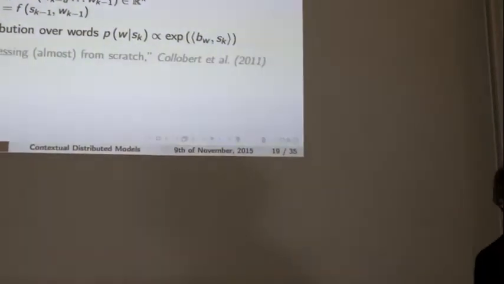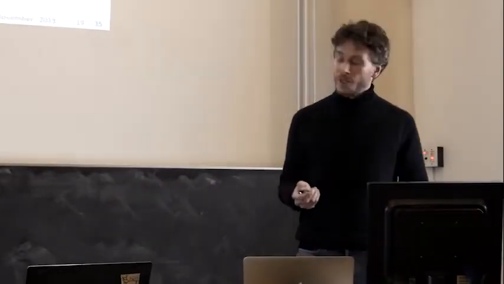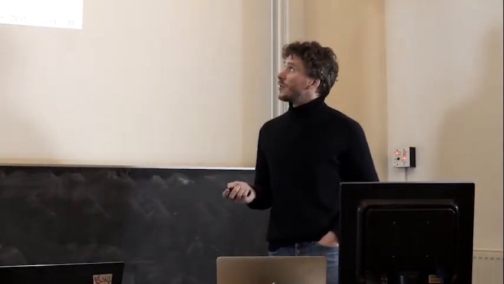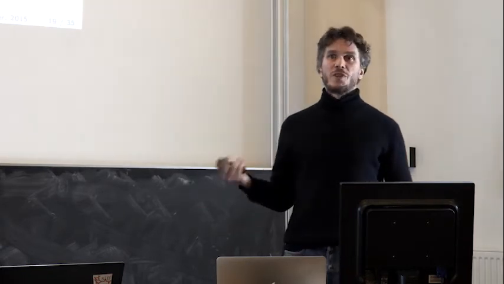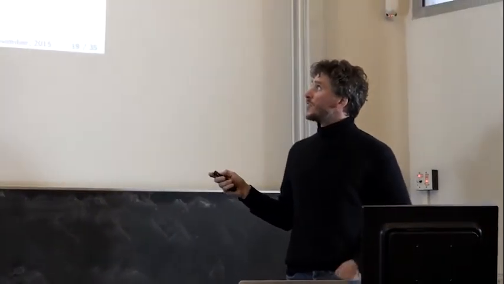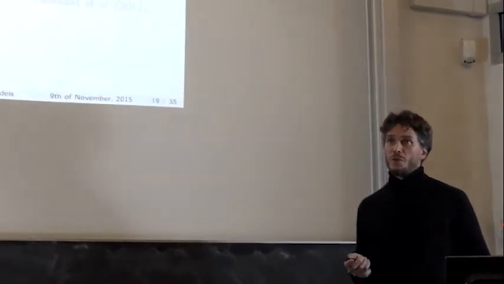And the last example is more closely related to what I'm doing. It's a neural network language model, which uses two different kinds of representations. There is one for the state, which represents the context, the previous words, and you have another representation, one for each word of the vocabulary.